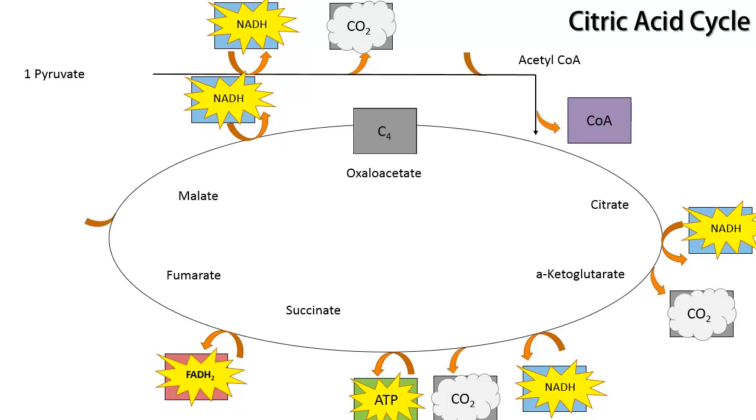So you can see this cycle repeats over and over again. We end up with much more high energy particles than we started with, and those high energy particles, the NADHs and the FADH2s, will be used later on in the electron transport chain to create even more ATP.